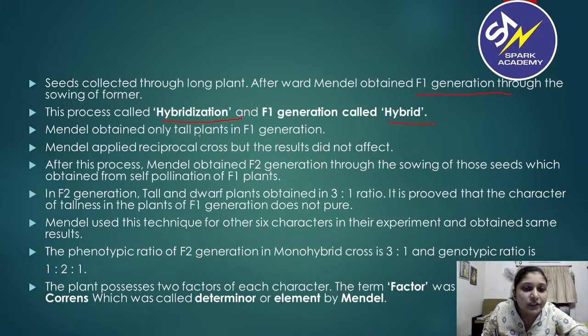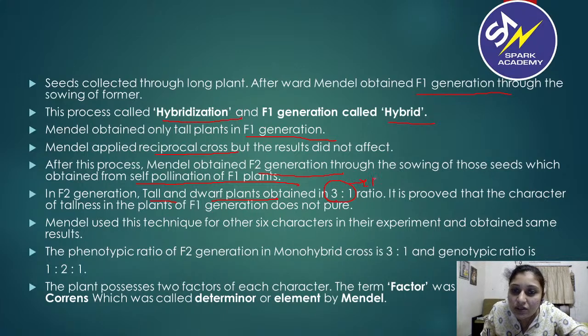Mendel obtained only tall plants in the F1 generation. Mendel applied the reciprocal cross, but the result was not affected. After this, Mendel obtained the F2 generation by sowing the seeds obtained from the self-pollination of the F1 plants. In the F2 generation, tall and dwarf plants were obtained in the ratio of 3:1. This ratio is of tall and dwarf plants.